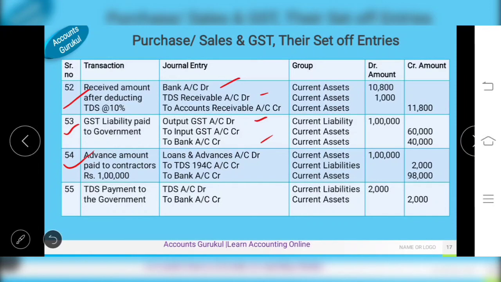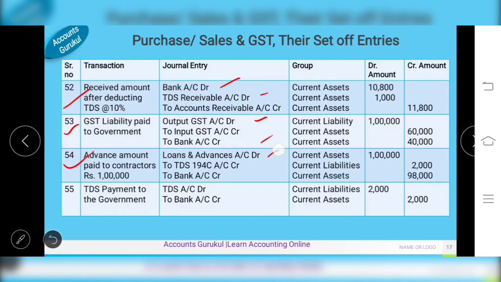Then the next, advance amount paid to contractor rupees 1 lakh. So we have made the payment to the contractor in advance of rupees 1 lakh, for contractual work which involves TDS to be deducted, and we have paid an advance. तो कोई भी अगर सर्विस प्रोवाइडर को या कॉन्ट्रैक्टर्स को अगर हम लोग एडवांस में पैसा पे कर रहे हैं, और वो अगर टीडीएस के पर्व्यू में आता है, तो we have to deduct the TDS on that at the time of advance as well.